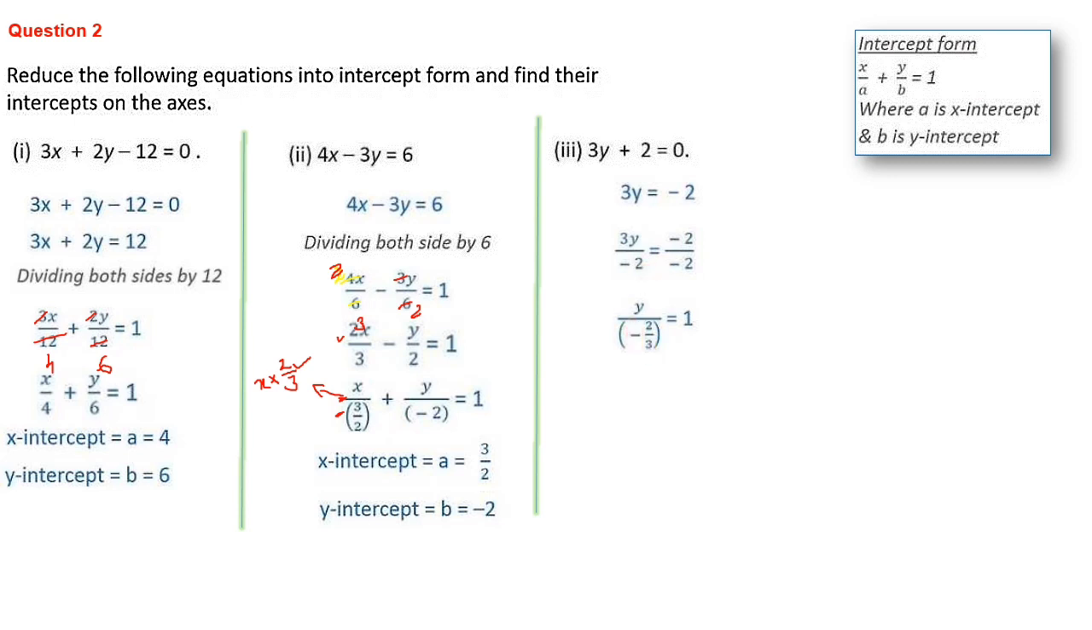Denominator's denominator. Keep this word in mind. Okay, denominator's denominator. So 3 we are keeping in denominator's denominator, that is minus 2 by 3. Here cancel, we have got 1. So here we are having actually only y-intercept, x-intercept is not there.